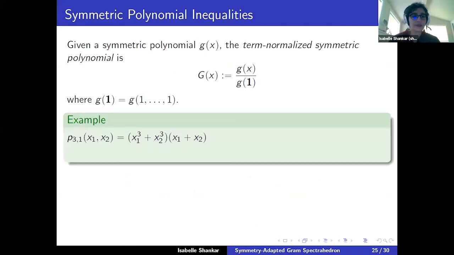As a simple example, here's the power sum symmetric polynomial for partition 3(1) in 2 variables. If we evaluate this polynomial on the all-ones vector, we get 2 times 2, so 4. So the term normalized symmetric polynomial of this, which I denote by capital P, is just the same thing divided by 4, multiplied by 1/4. So this is the term normalized symmetric polynomials.